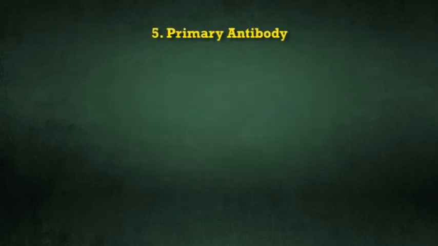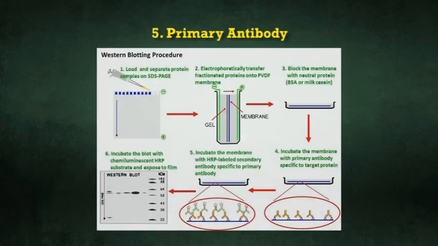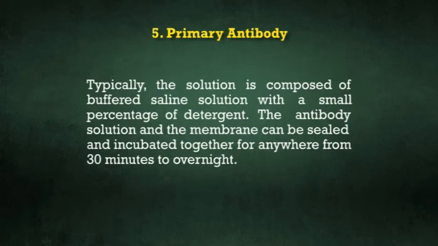Next, number 5, primary antibody. After blocking, a dilute solution of primary antibody, which is generated when a host species or immune cell culture is exposed to the protein of interest, is incubated with the membrane under gentle agitation. Typically, the solution is composed of buffered saline solution with a small percentage of detergent. The antibody solution and the membrane can be sealed and incubated together for anywhere from 30 minutes to overnight.